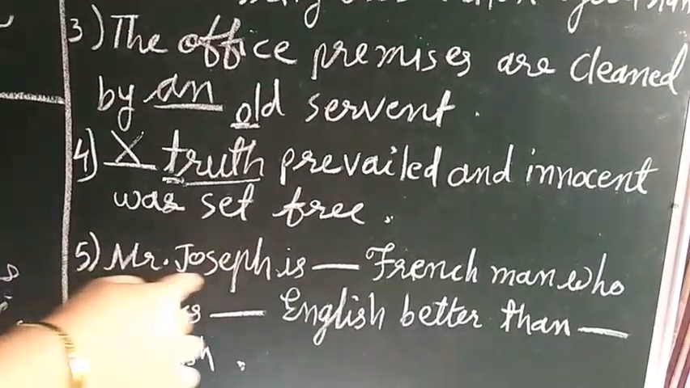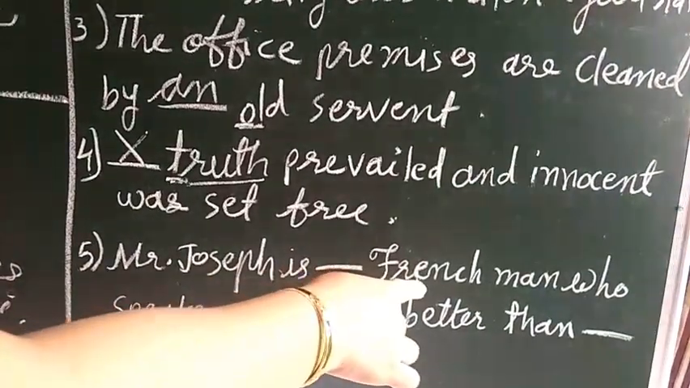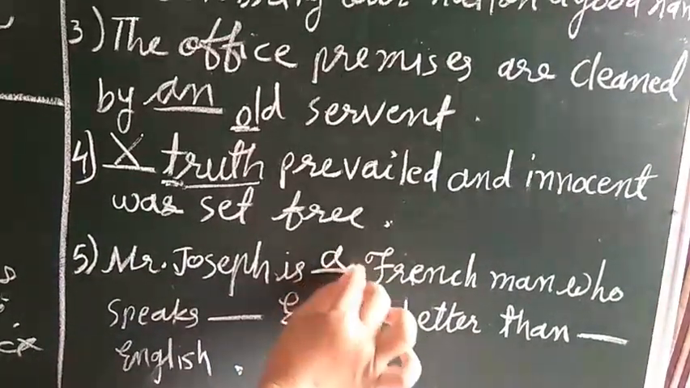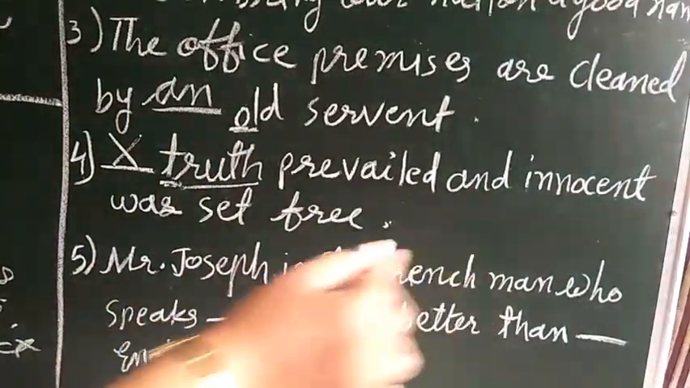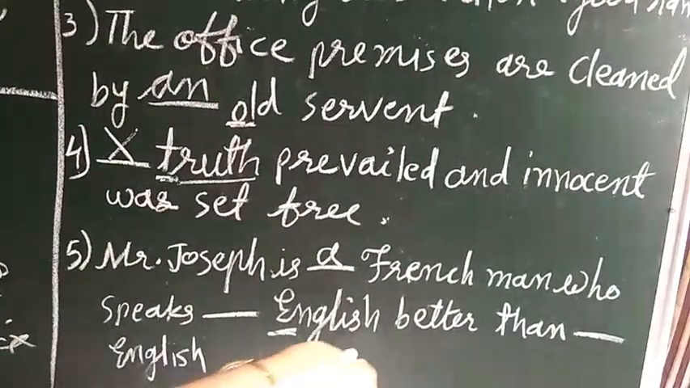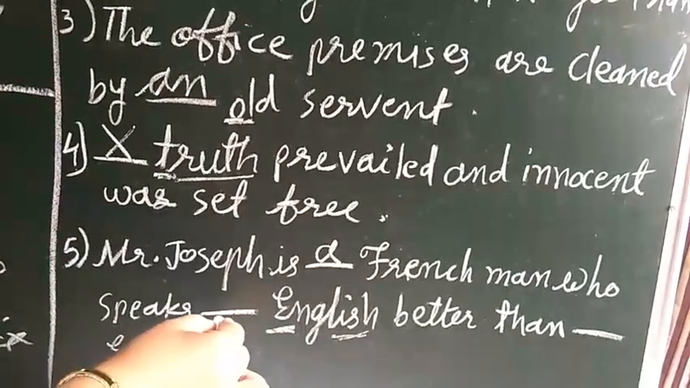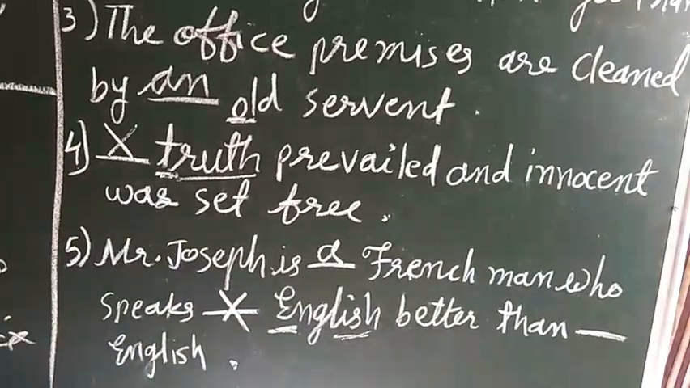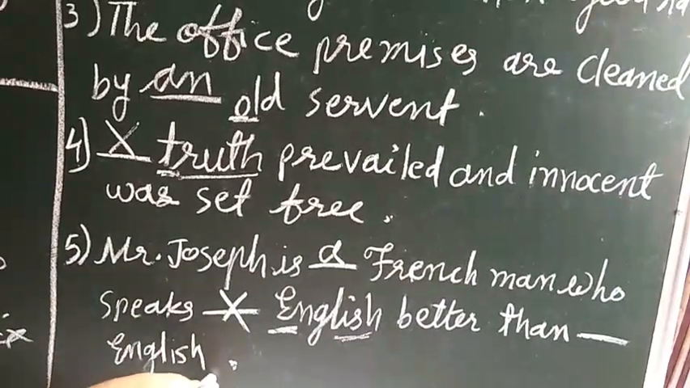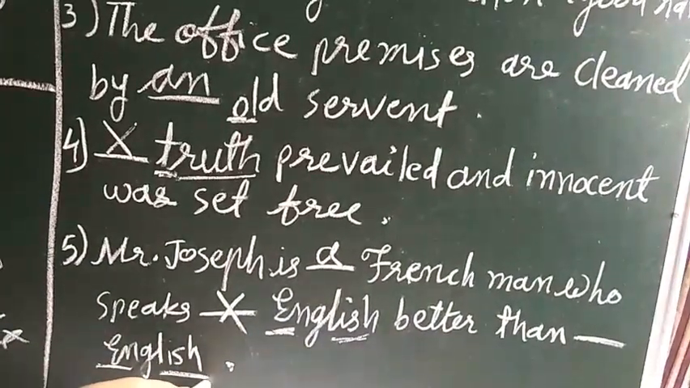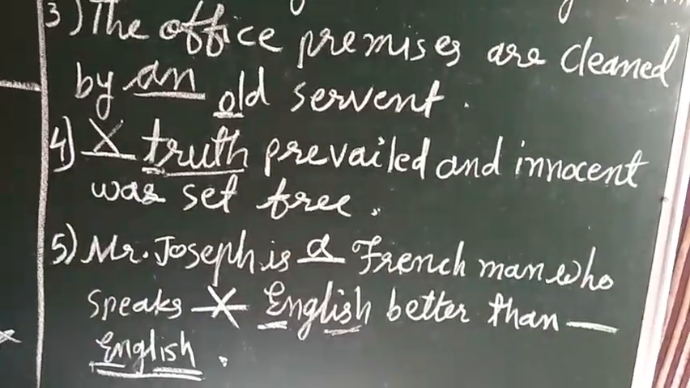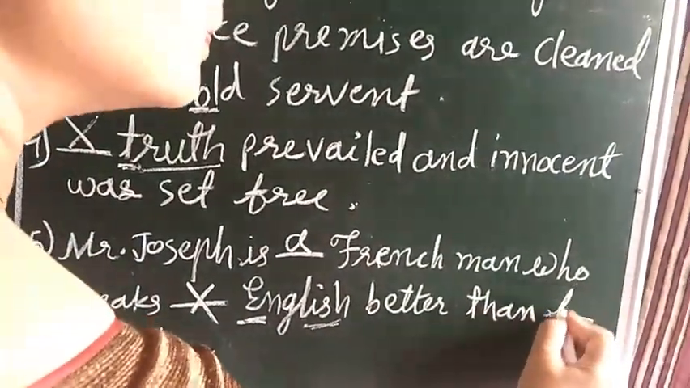So what is here? Mr. Joseph is French. So first time we are speaking about him. So it is "a Frenchman" who speaks English. E is a vowel, but English is a language, and for that here no article. "Better than English": so this English is the class of persons, and for that it is "the".